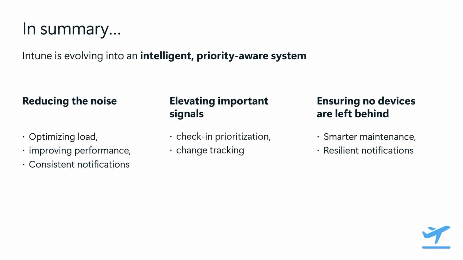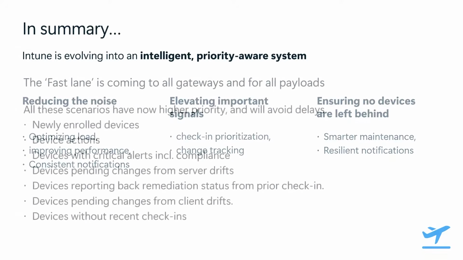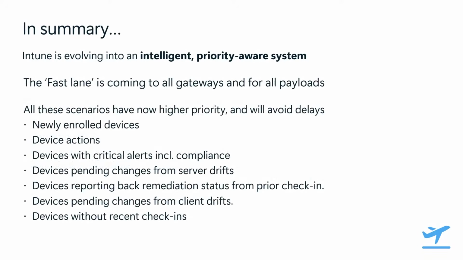In closing, the key takeaways from today's session are: we're evolving Intune onto an intelligent, priority-aware system. This is not about everything being instant, but rather making sure that the important things happen first without interference from less important things. We covered specific investments that we have either released recently or will release soon. Specifically, the fast lane will be coming for all gateways and for all payloads to provide a consistent experience throughout. And a number of scenarios will now have higher priority and will avoid delays.